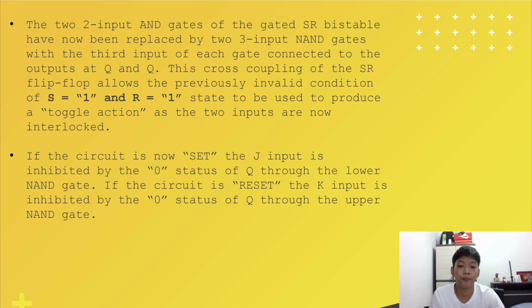as the two inputs are now interlocked. If the circuit is now set, the J input is inhibited by the 0 status of the Q bar through the lower NAND gate, and if the circuit is reset, the K input is inhibited by the 0 status of Q through the upper NAND gate.